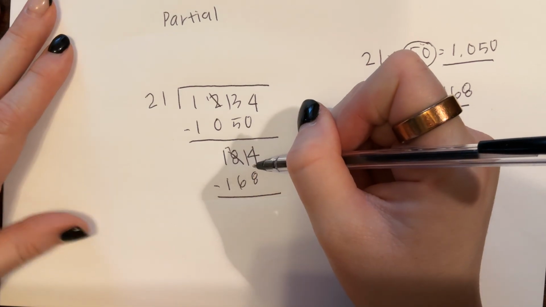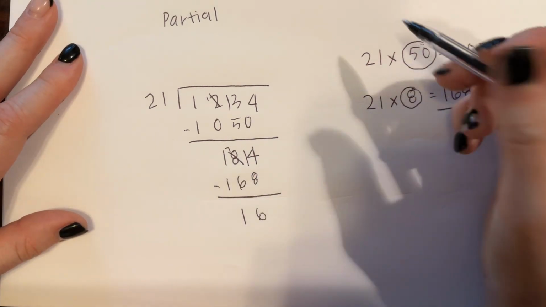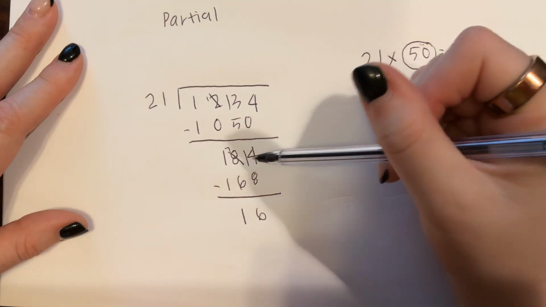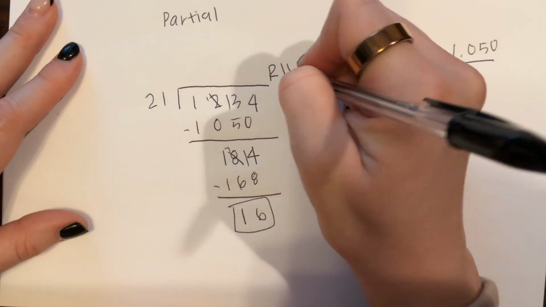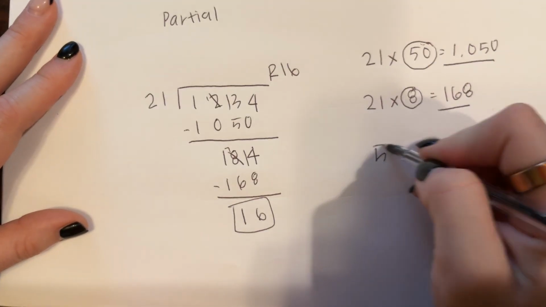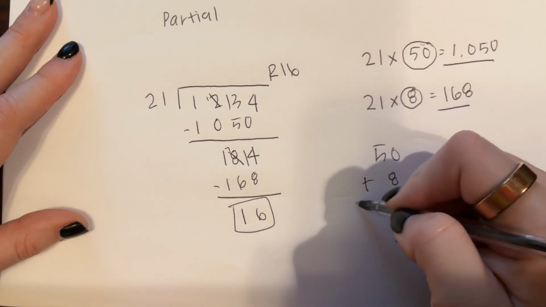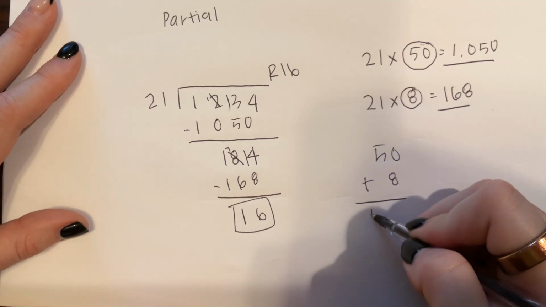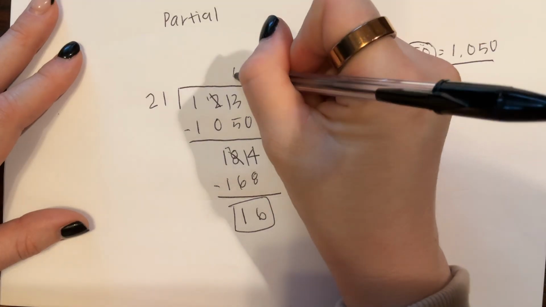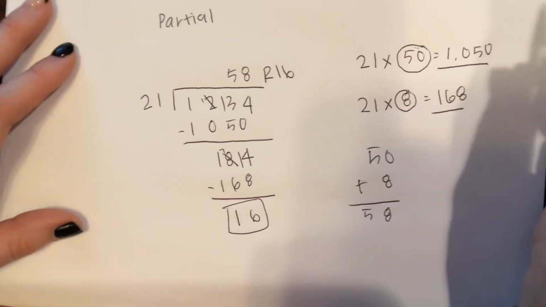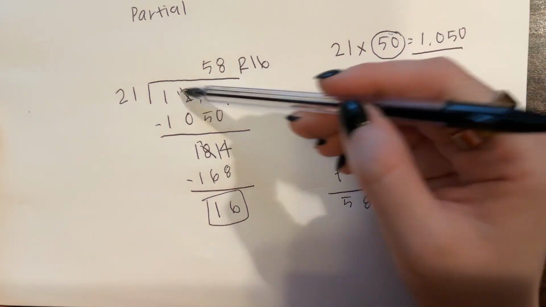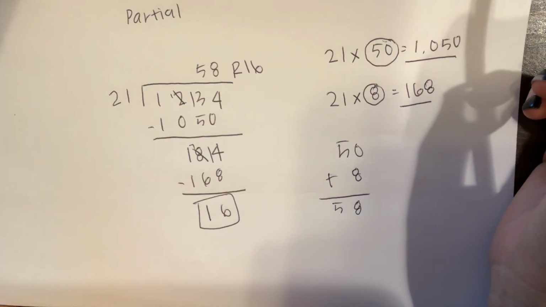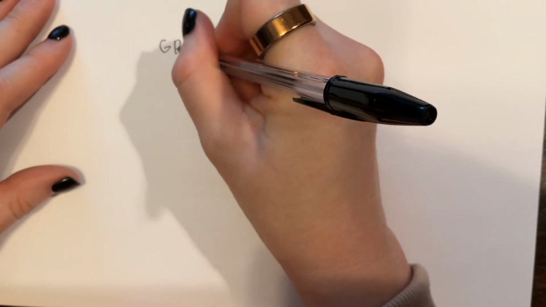14, 13, 12, 11, 10, 9, 8, 7, 6. So we know that 21 cannot go into 16 because 16 is too small. So this will be our remainder. Now, for the circled numbers, regardless of whatever numbers you circle, you will always add them up at the very end. And that will be your answer. So you have 58, remainder 16. Again, for this method, make sure that whatever chunk you choose to take out, the answer has to be smaller than this dividend.